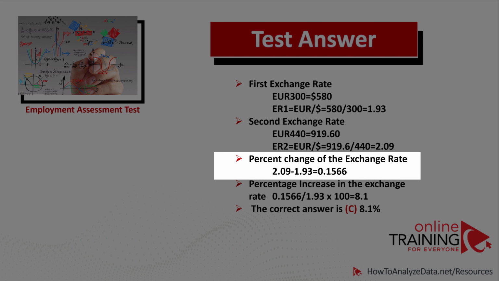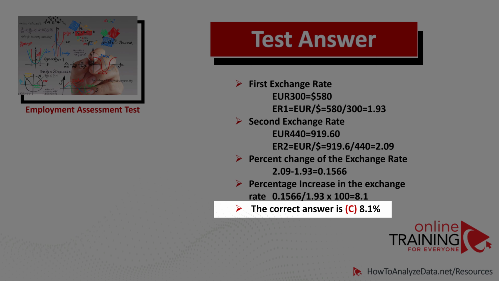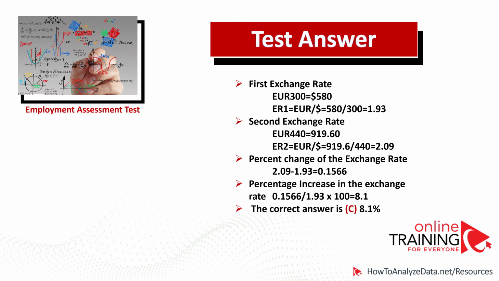The percentage change of the exchange rate is 2.09 minus 1.93, which is equivalent of 0.1566. And percentage increase then is calculated as 0.1566 divided by 1.93 and multiplied by 100, which is an equivalent of 8.1%. So the correct answer is choice C, 8.1%. Hopefully you've got this question right.